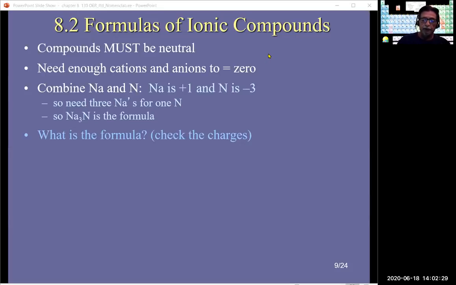And in that example, we had sodium that is a +1. And we had the nitride, which is a -3, excuse me. And therefore, we need 3 sodiums to counter the -3 charge of the nitride. So the formula for sodium nitride will be Na3, and then obviously the N for nitride.